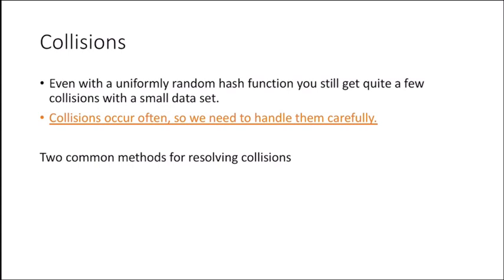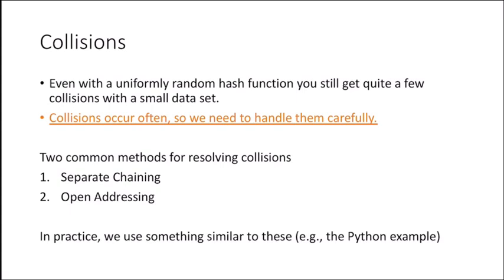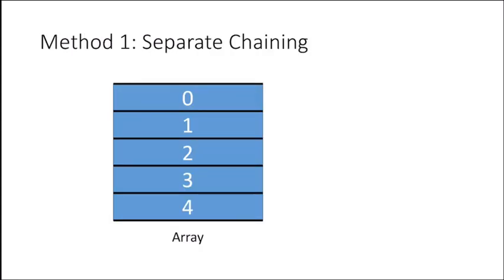These are going to be related to how Python did it before, and you'll see aspects of both of them come out. But these are your canonical academic things to talk about. We've got one called separate chaining. We've got one called open addressing. In practice, we use something similar to these, but it's a combination of the two with some additional intelligence built into it. So let's talk about separate chaining first.